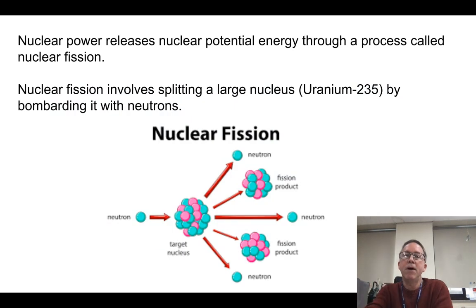So, nuclear power basically releases nuclear potential energy as opposed to chemical potential energy that's released from conventional hydrocarbon and coal. But the process is called nuclear fission. Fission means to split the atom. So how do you split the atom?